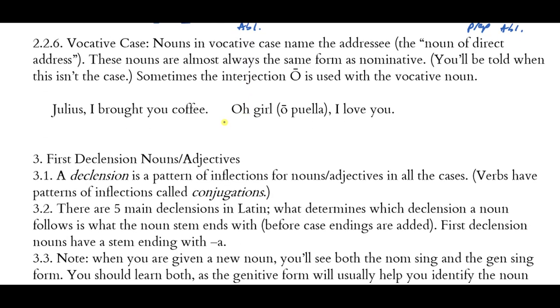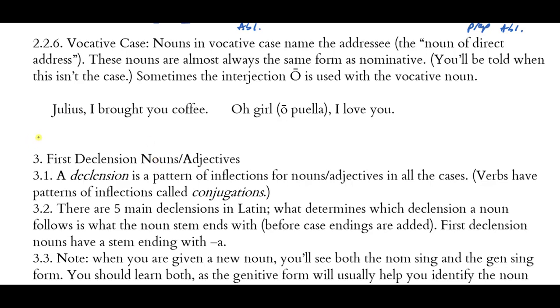Now, finally, we have vocative case. Nouns in vocative case name the addressee. In English, we have described this in our grammar classes as the noun of direct address. These nouns almost always use the same form as the nominative case. And so you'll assume that that's true unless you're told that that isn't the case. Again, pardon the pun. When we use vocative case, the Latin interjection o is often used with the vocative noun, although it doesn't have to be used.